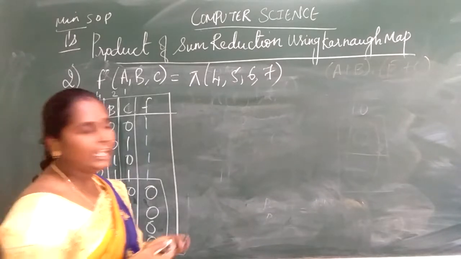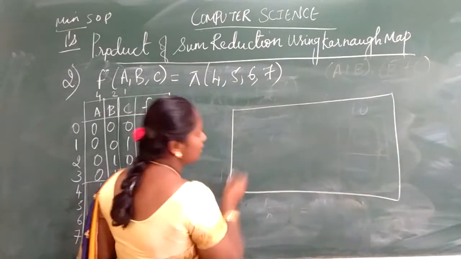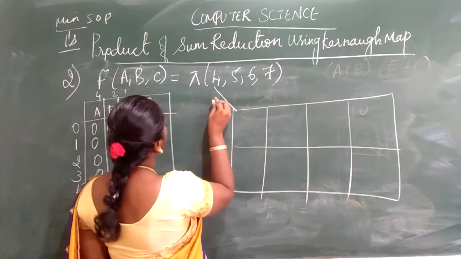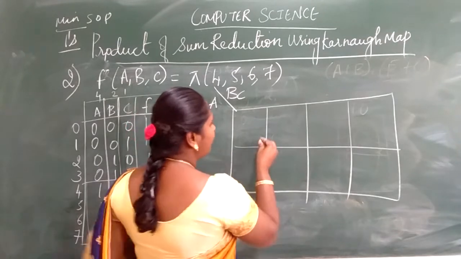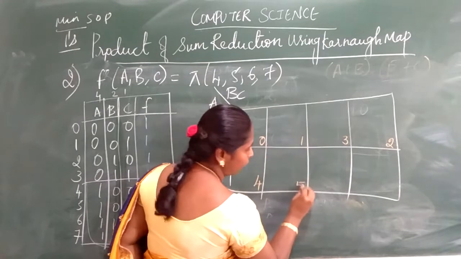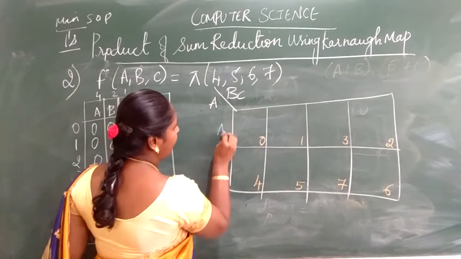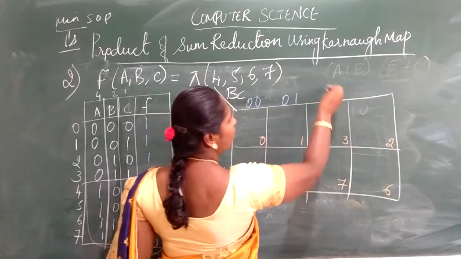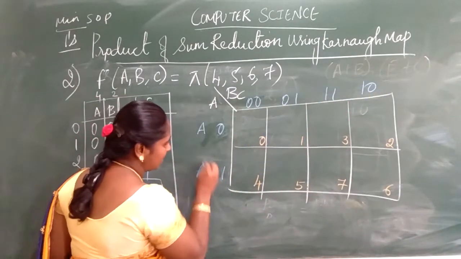So first we will draw the K map. For drawing a K map, I need to represent 8 squares. Just partition this one. Here you have A, B, C. Now you represent the subscripted values, that is 0, 1, 2, 3, 4, 5, 6, 7. Then you represent the variable A as 0 and 1. So 0 is your A, 1 is your A bar.